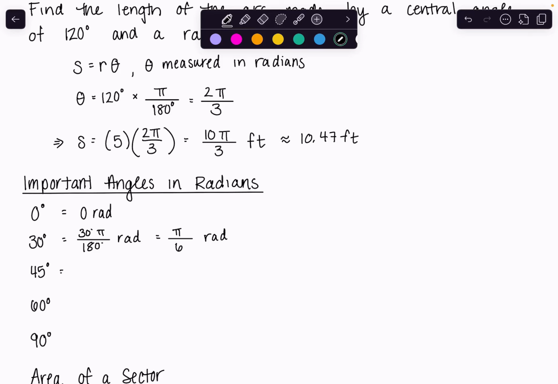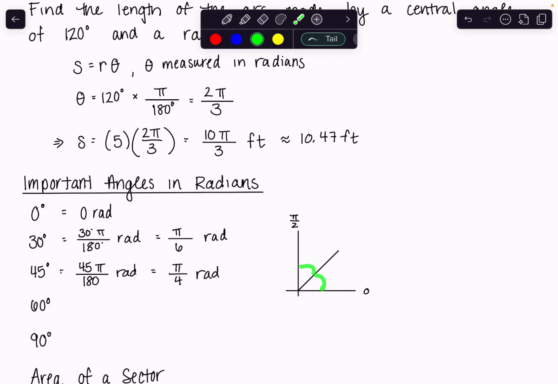When we're working with 45, again, you're just going to multiply this by pi over 180. And then they are both divisible by 45. This will be pi over 4 radians. But again, you can also just utilize our angles. We know this is 0 degrees. This is 90 degrees up here, which is the same thing as pi over 2. So if you want 45 degrees, it cuts this exactly in half. So this would have to be pi over 4 and pi over 4 to add up to pi over 2.